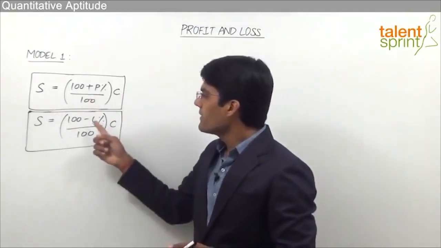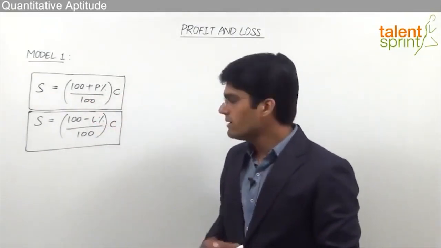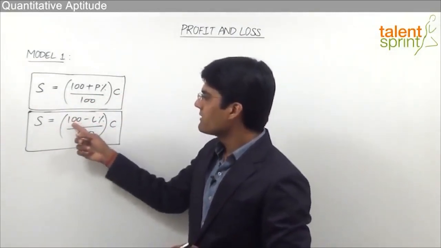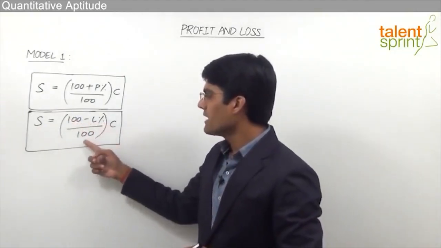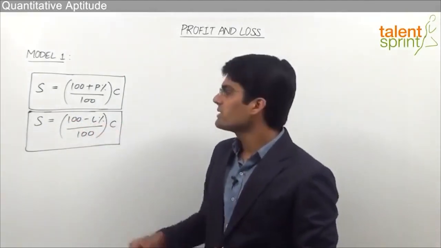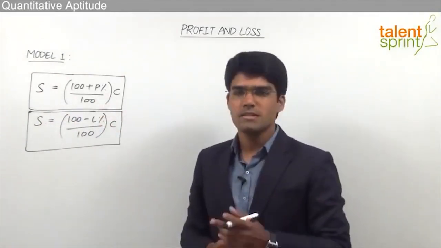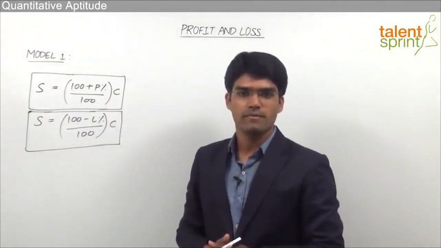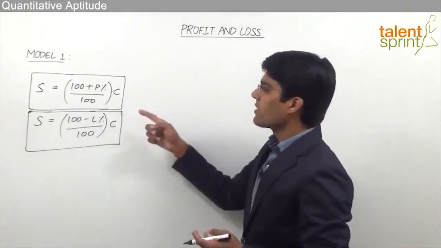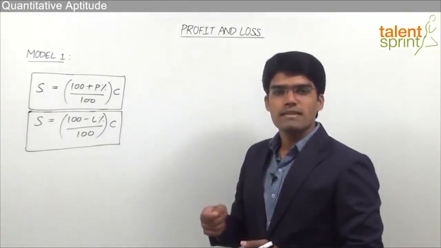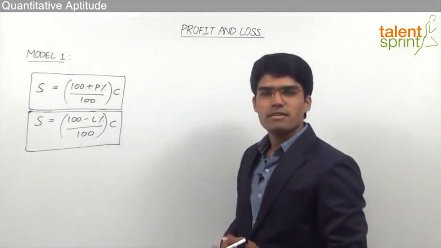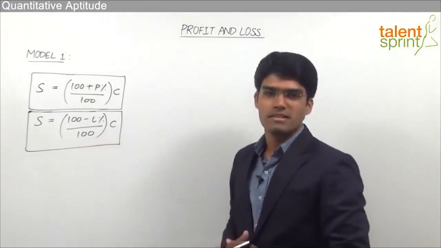And similarly, whenever loss percentage and cost price are given, the selling price can be taken as 100 minus loss percentage by 100 into C. So this is how we can find out the selling price when the profit percentage or the loss percentage with the cost price has been specified. Similarly, from this formula we can find out the cost price when the selling price and profit percentage or the selling price and loss percentage are given to us.